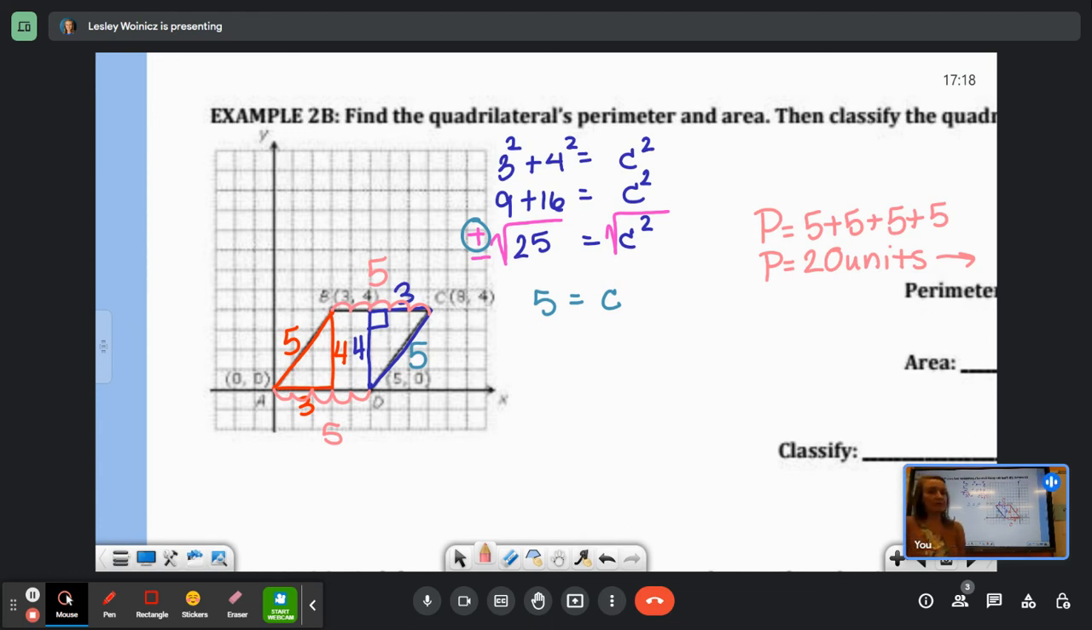Now, before we can find the area of this guy, we need to classify him because the area formulas depend on what the classifications are. You know what I mean? Like the last one, we had to say it was a trapezoid before we could use the trapezoid formula. So what's special about this is, let's talk about its sides and their slopes really quick.